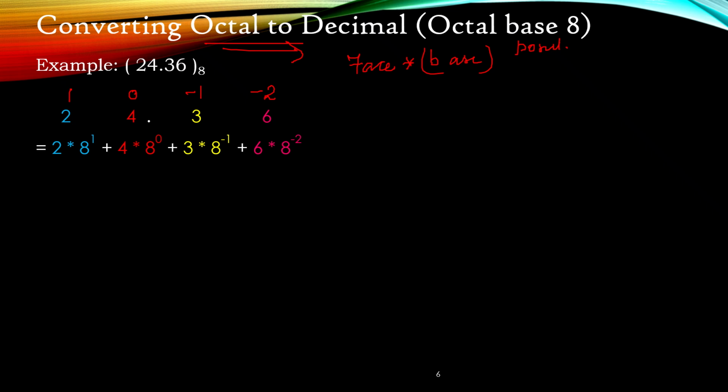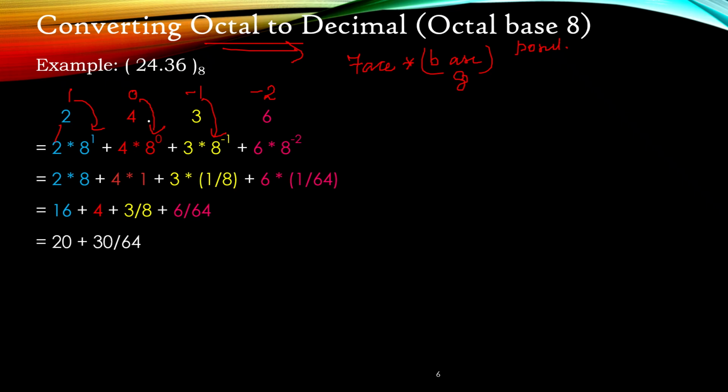So as it is an octal to decimal, we are going to put the base value as 8 here, right? So 2 into 8 power 1, right? And 4 into 8 power 0, 3 into 8 power minus 1, and 6 into 8 power minus 2. So by reducing it, you will be getting this value. And finally, you will be getting the answer as 20.4687 to the base 10, the converted decimal number, right? So shall we go for the next calculation or conversion?